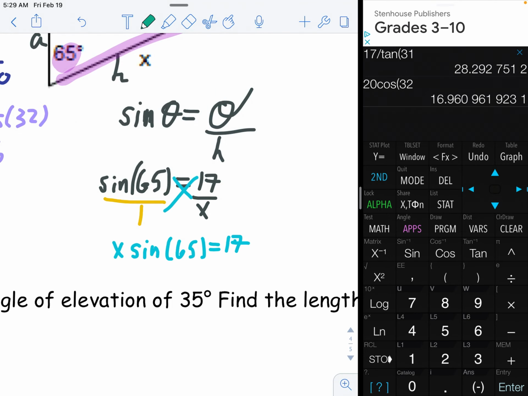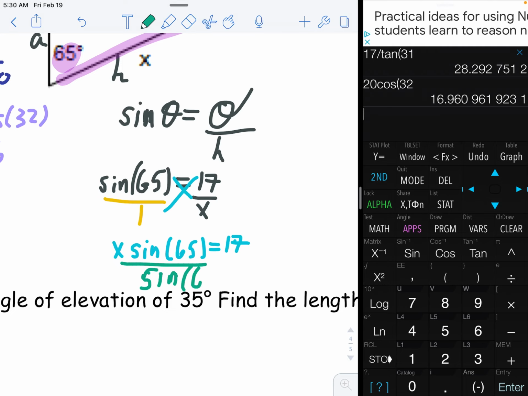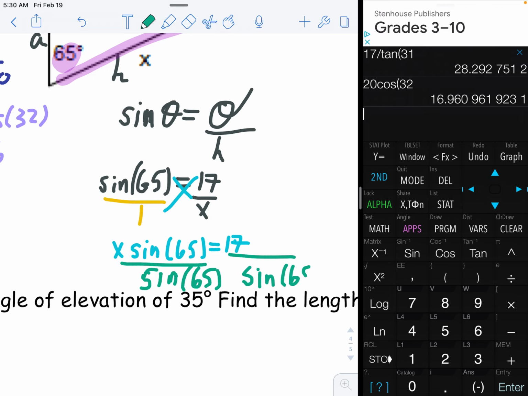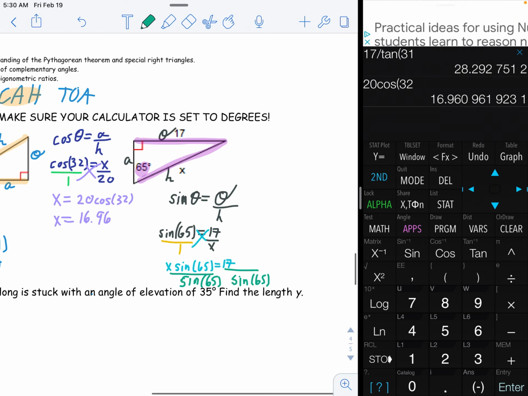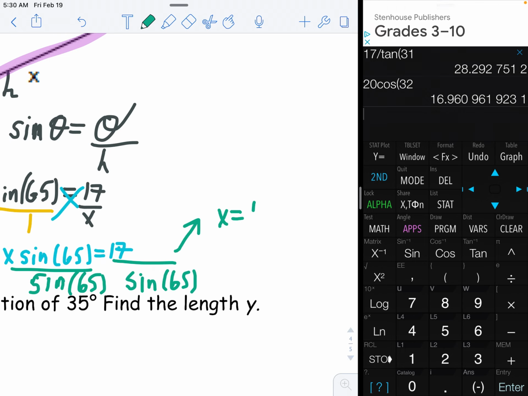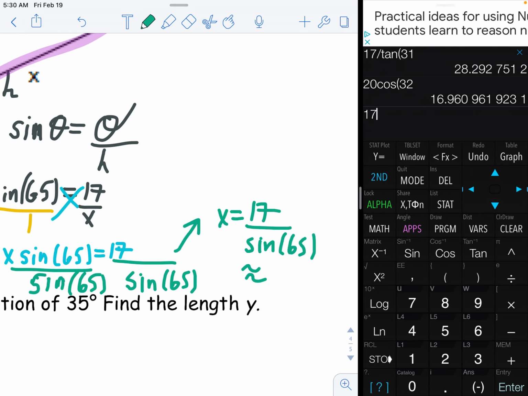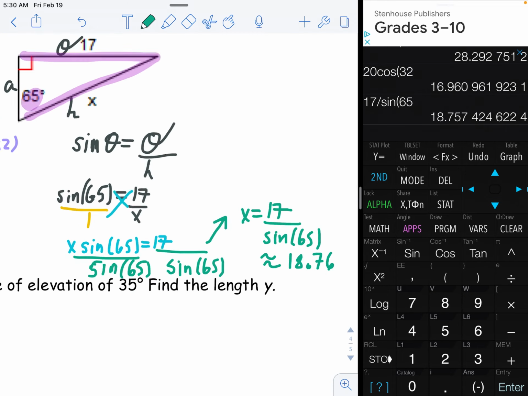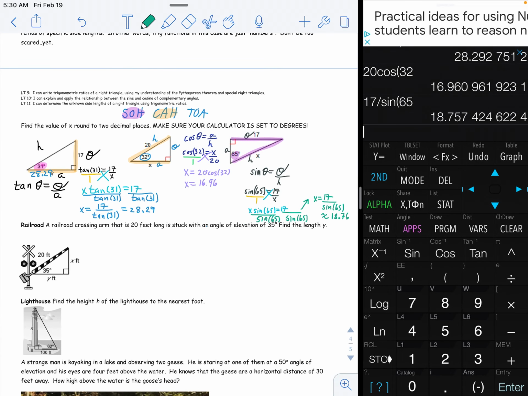Then we got to divide both sides by sine 65. Remember, sine 65 is just some number. When we're solving this, we're treating it as just some number. Kind of ran out of room. So x equals 17 divided by sine 65, which is approximately 17 divided by sine 65, enter, 18.76.